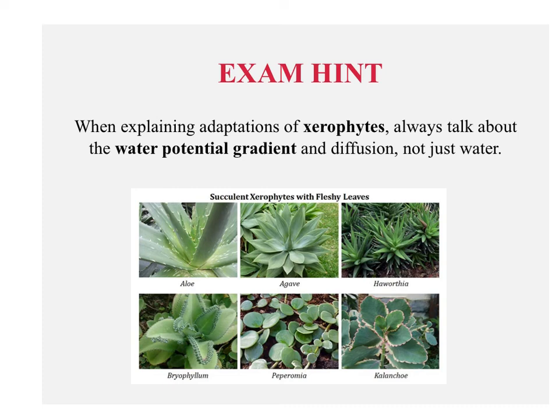Now this is a little exam hint and is really, really key because they like to bring in modules together. So this topic links really heavily with module 2 when we looked at osmosis. When explaining adaptations of xerophytes, always make sure you're talking about the water potential gradient and the resulting effect on osmosis and diffusion, and not just about the water movement. Okay, so don't just say like, oh, the water concentration is higher here than here, so water won't move.